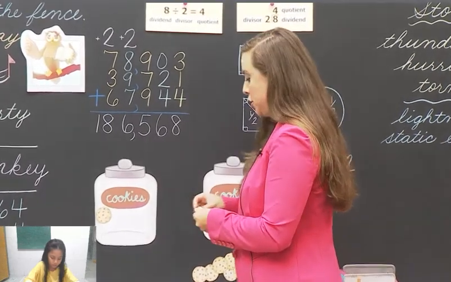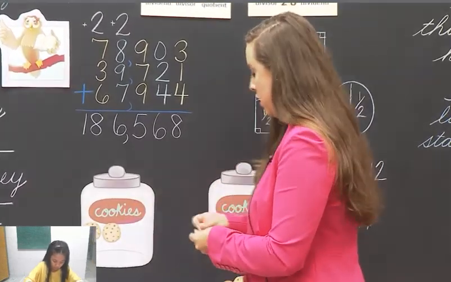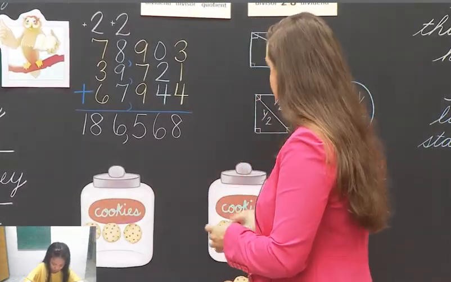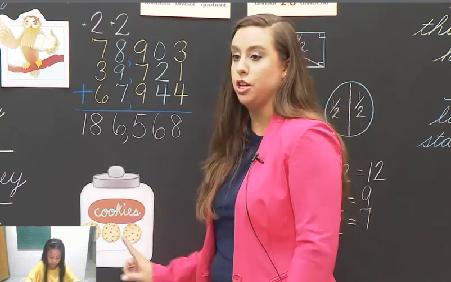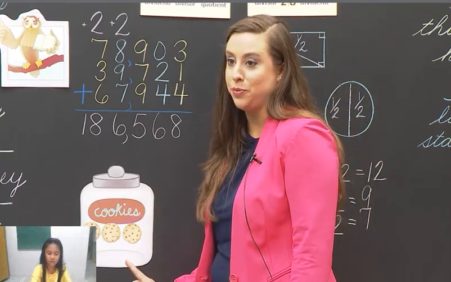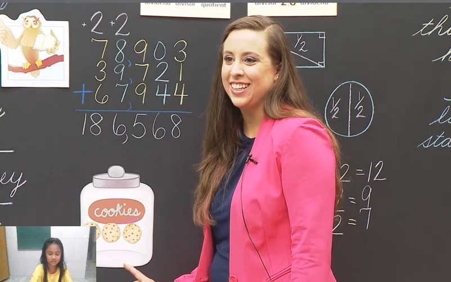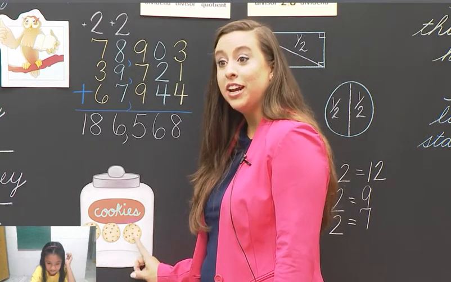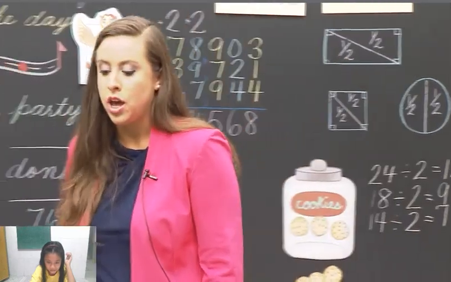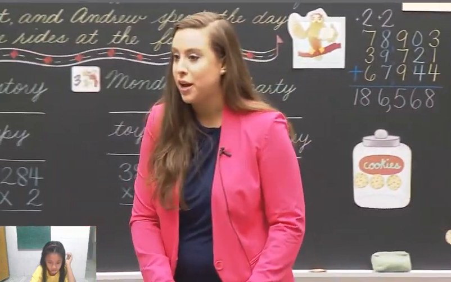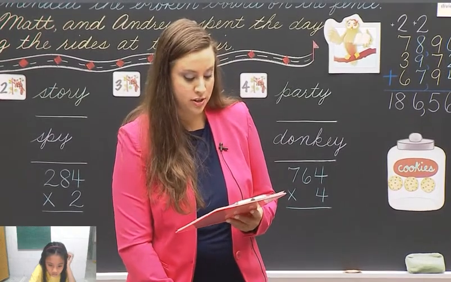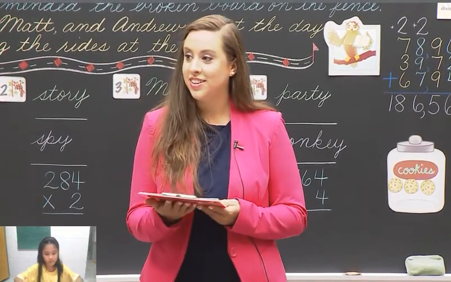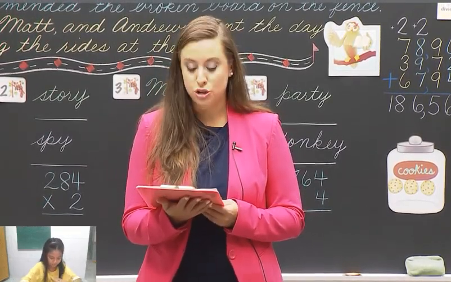1, 2, 3, 4, 5, 6. My answer is in this cookie jar. How many is 6 divided by 2? Count them. 1, 2, 3. So 3 is your answer. Letter F, 12 divided by 2 is what, Gage? Yes, write your quotient on top.